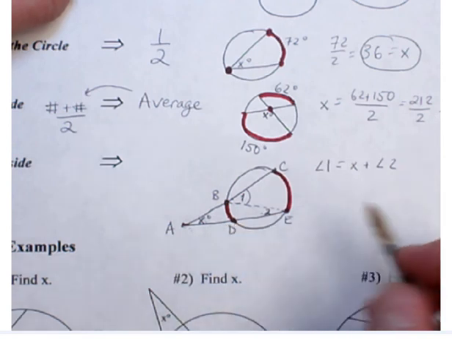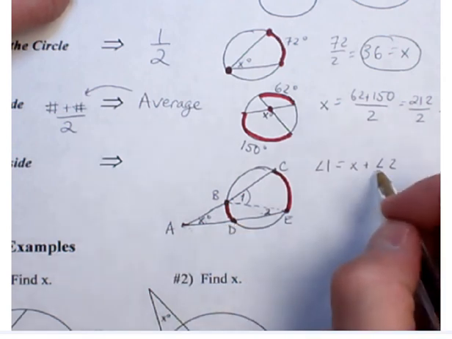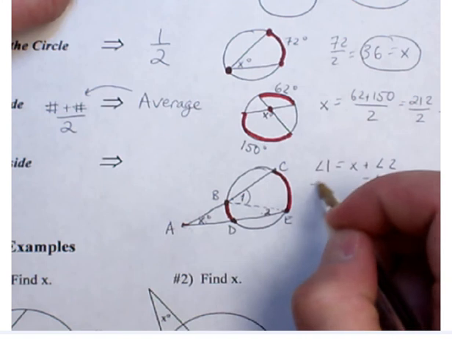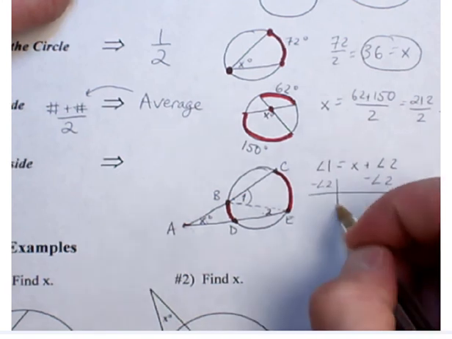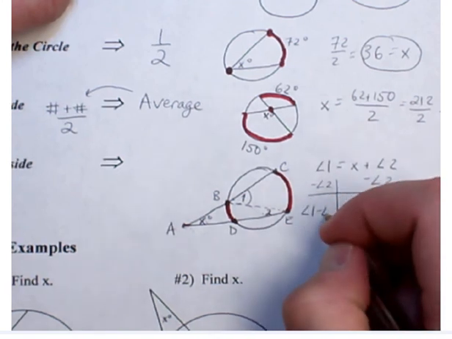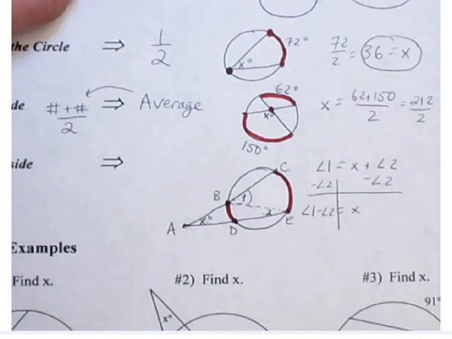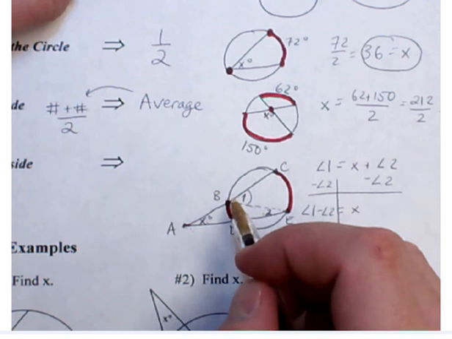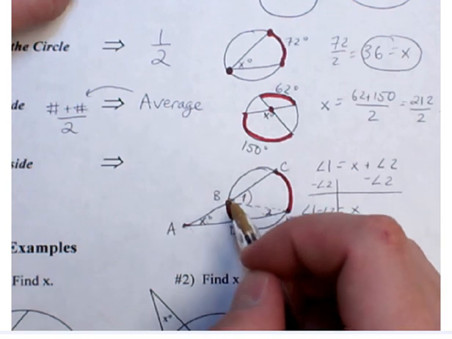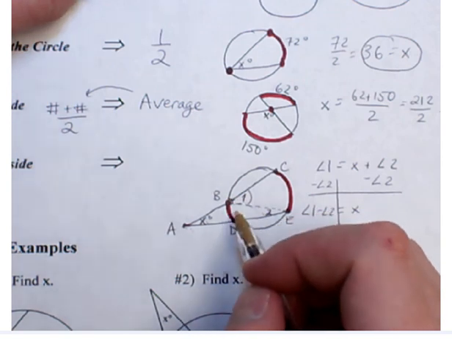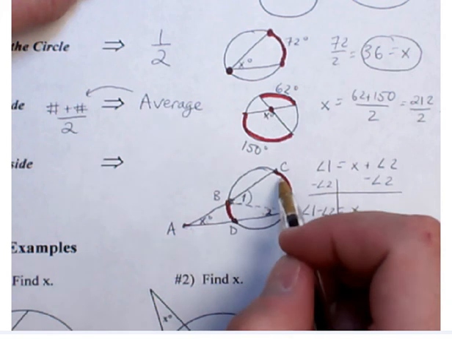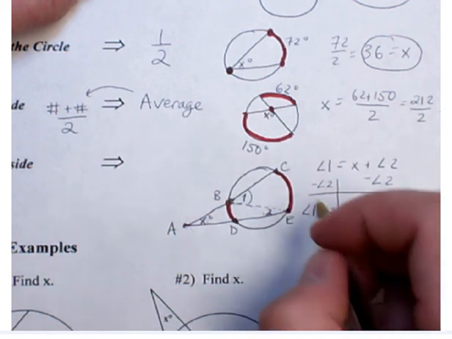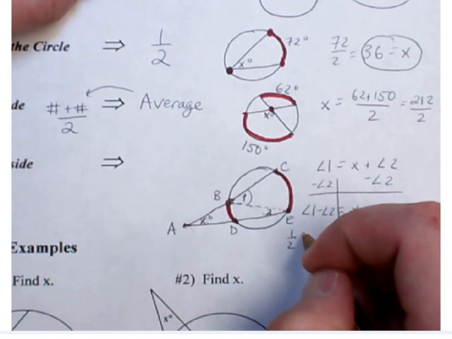Okay, now let's go ahead and solve this for x. I'm going to subtract angle 2. So what we get here is angle 1 minus angle 2 is going to give you the value of x. Now, where's angle 1? Well, the vertex is B on the circle. If it's on the circle, it's half the measure of the arc. So angle 1 is half the measure of arc CE.